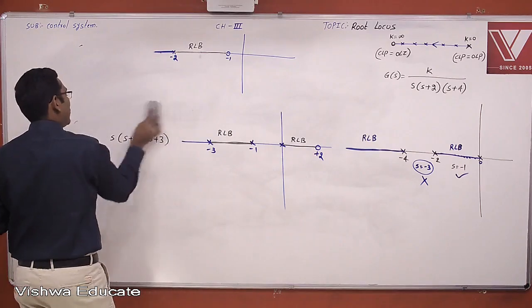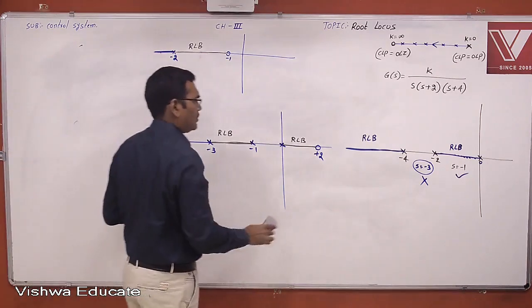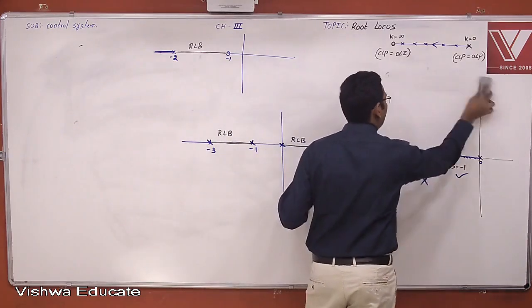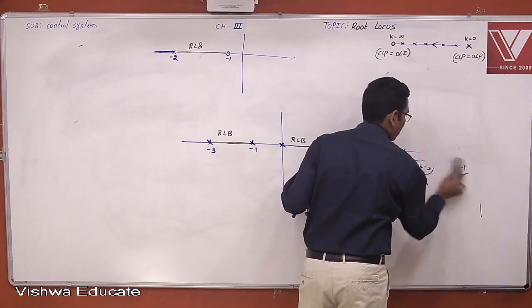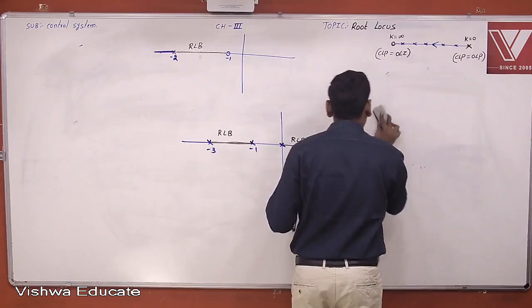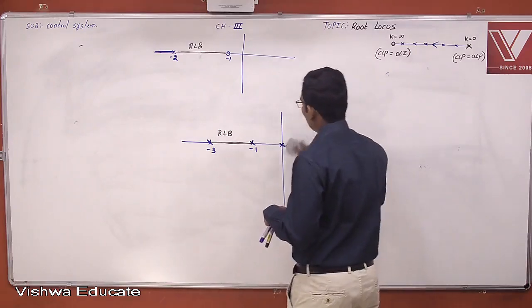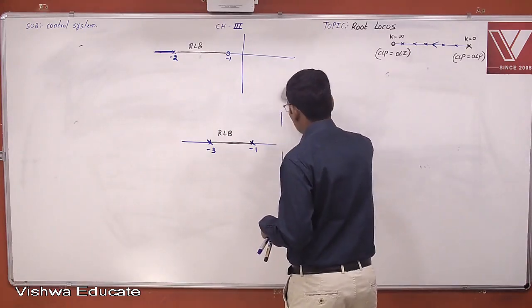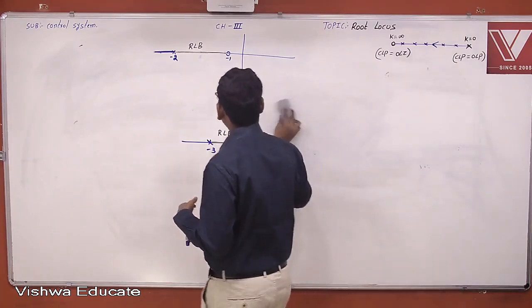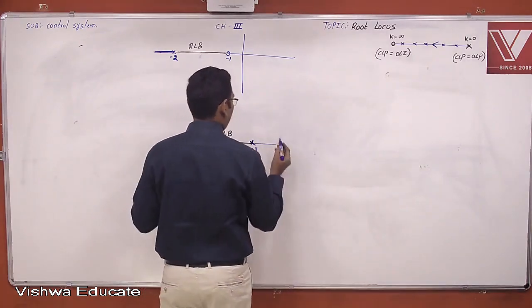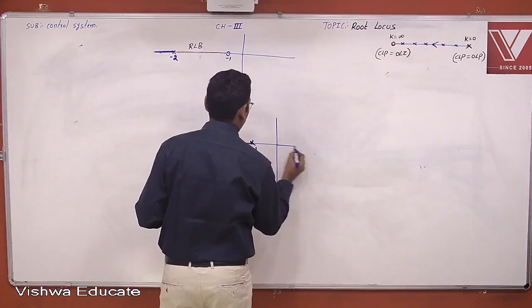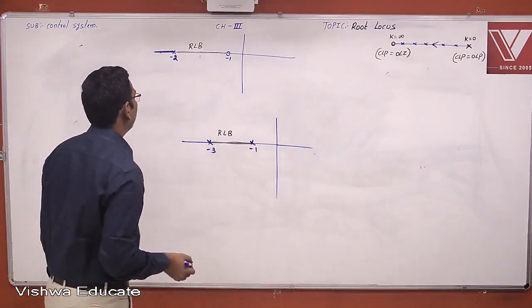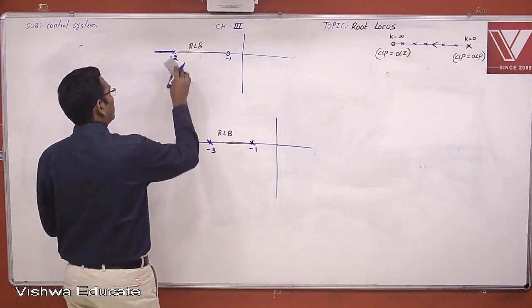Now use this shortcut method from the next problems onwards for identifying the root locus branches. The root locus branch is nothing but the movement of the closed loop poles. Where the closed loop poles are moving, the movement of the closed loop pole is nothing but the root locus diagram. Let us take one small example here. This is the root locus branch.